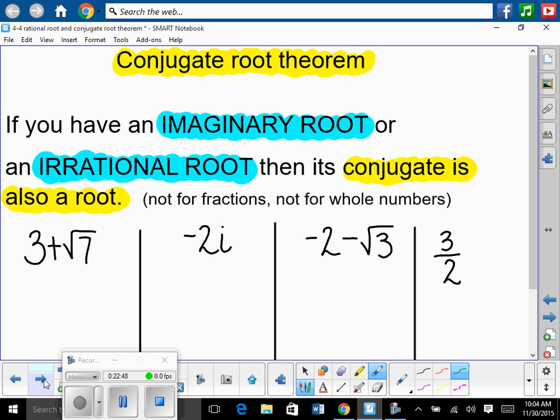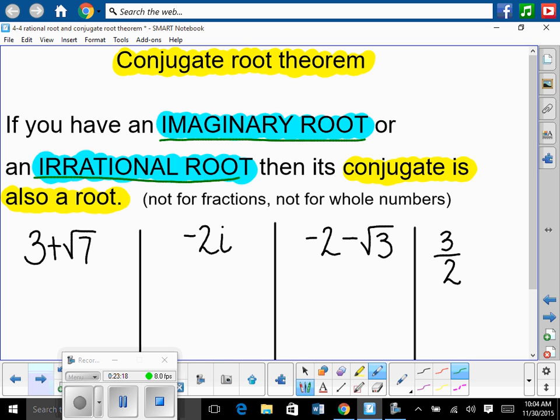Okay, good. All right, so the conjugate root theorem says if you have, pay attention, an imaginary root or an irrational root, then its conjugate is also a root. Now the problem was the first time you guys heard this, you started doing some bad things. You said that whole number roots, rational roots, their conjugates were also a root, which isn't true. The conjugate root theorem says if you have an imaginary root or irrational root, then its conjugate is also a root.